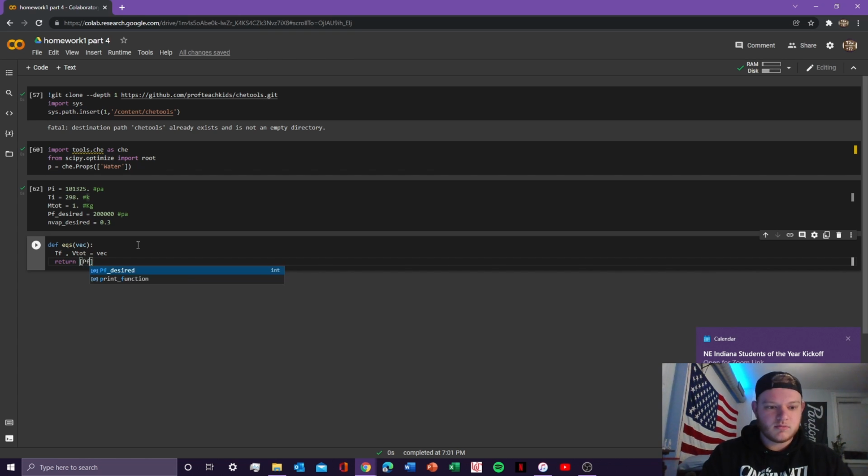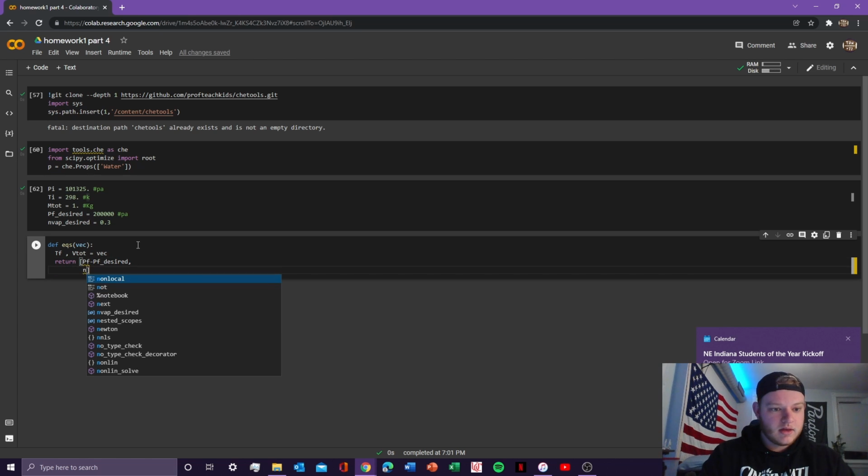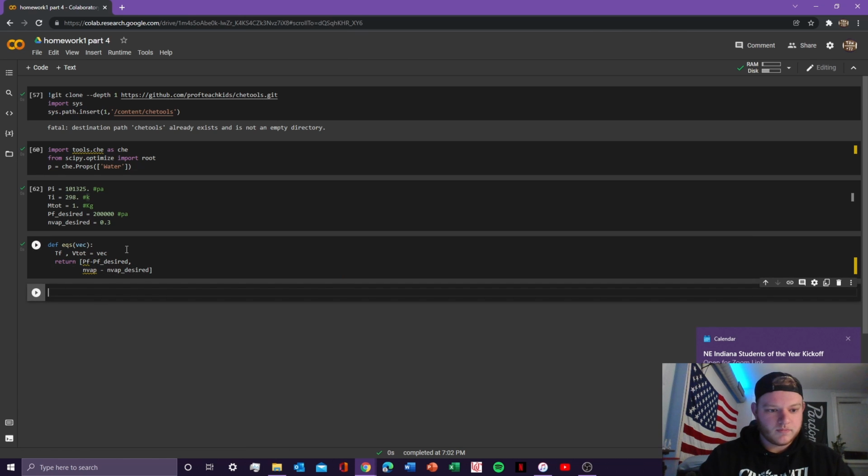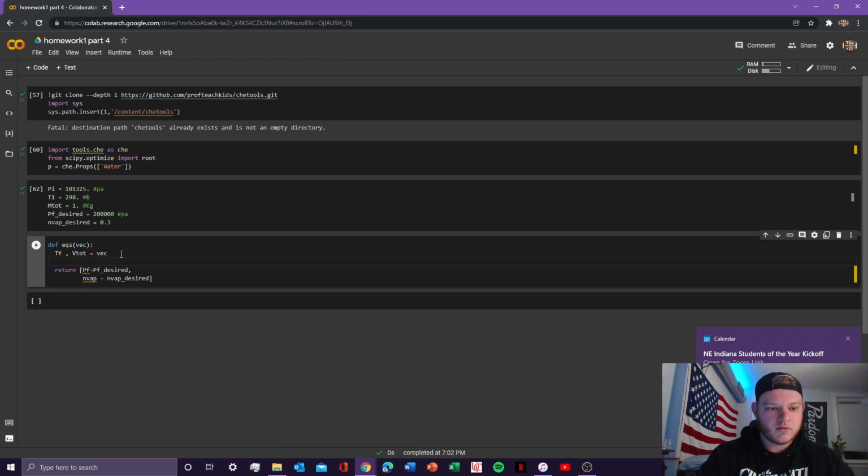So the first one is going to be pressure final minus pressure final desired equals 0. And then NVAP, the moles of vapor minus the moles of vapor desired equals 0. Okay, very good. Now give some space to work.